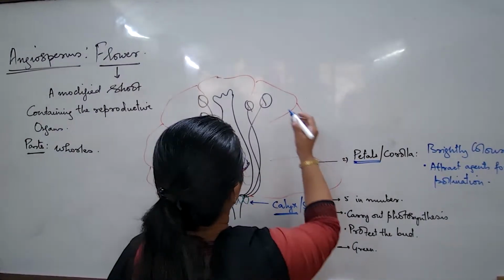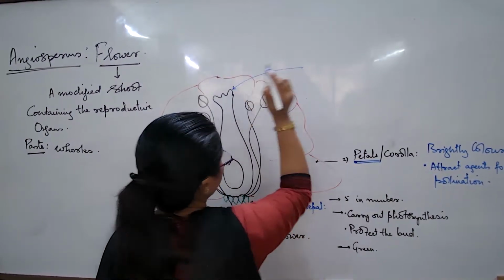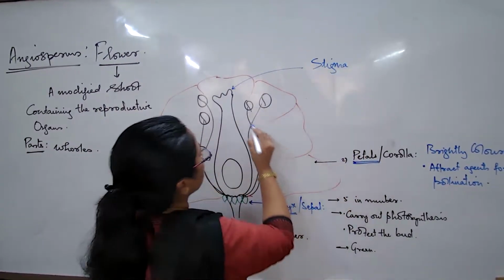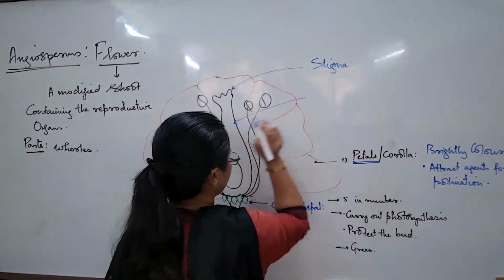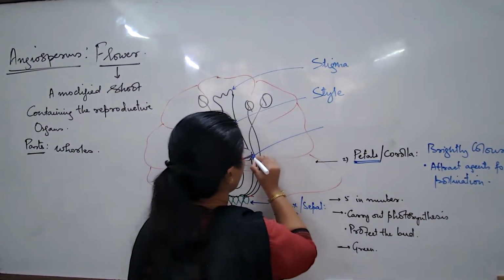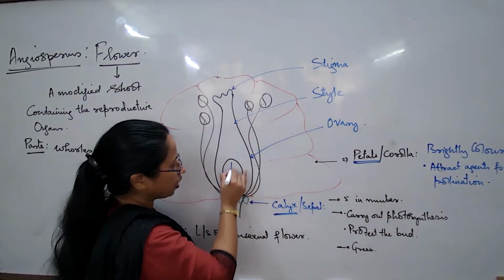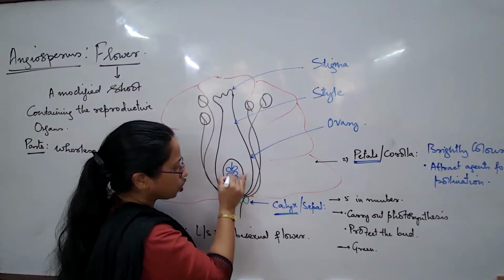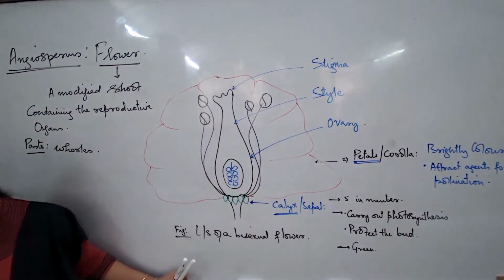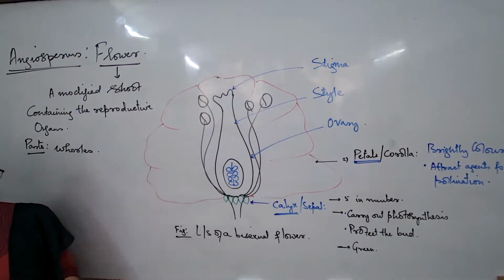Then we talk about parts like the stigma. I talk about parts like the stigma, then this is what is known as the style, and this part is known as the ovary. Inside the ovary, we come across certain chambers, and these chambers are actually known as the ovule, but in this diagram, you may not show all these structures, but this much itself is enough.